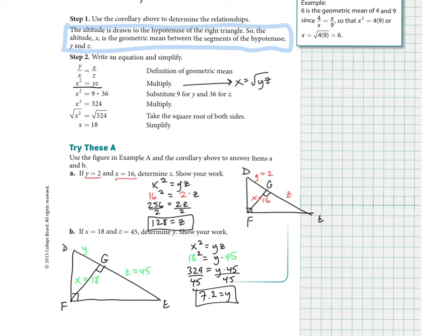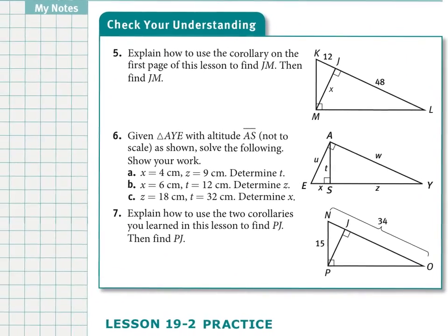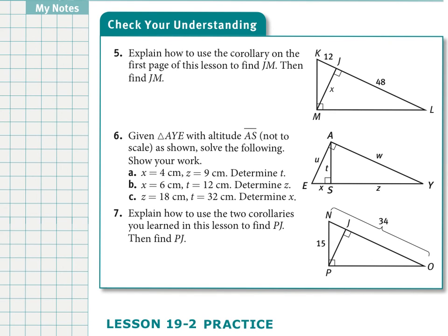So go ahead and turn to our next and last page. So let's go ahead and zoom into number 5. So number 5 says, explain how to use the corollary on the first page of this lesson to find JM. So I'm asking you in words how we can find the altitude. So I want you to first explain it, and then we will find out what it is after. So go ahead, pause the video right here. I want you to try explaining it for yourself, and then we're going to come back and compare answers.